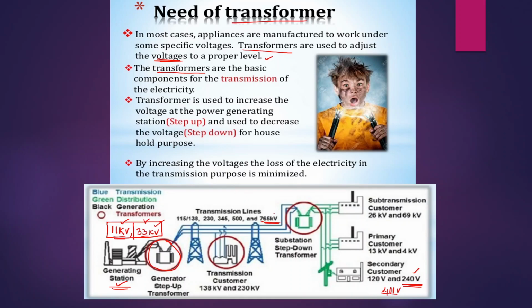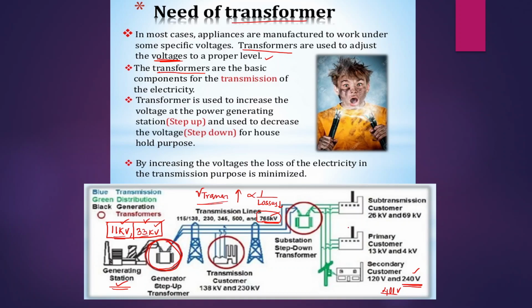You can see here why this happens: the higher the voltage in transmission lines, the lower the losses in the transmission. That is why high voltage is transferred through the transmission lines. That is why this voltage will be increased by the transformer from 33 kV to 765 kV, right? That is possible by a transformer. High voltage is economical to transfer power from one location to another location. That is why voltage is increased from 33 to 765 kV.